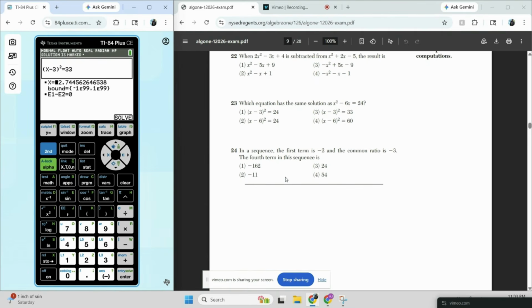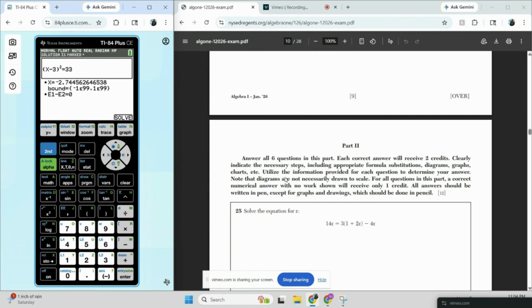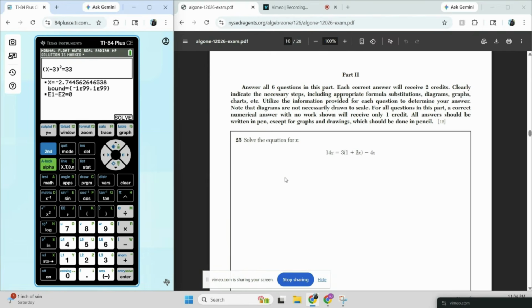So I think this test needed 14 or 15 questions on part 1 just to pass. I've already got 13. Let's look at part 2. Solve the equation. This does not say algebraically. You can do this straight in the calculator. You can get full credit for that, as long as you write your steps out.